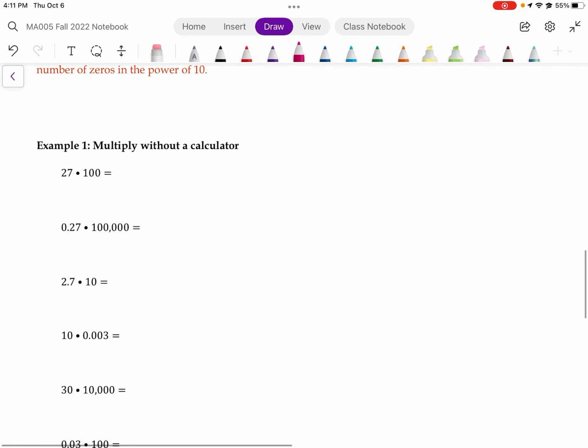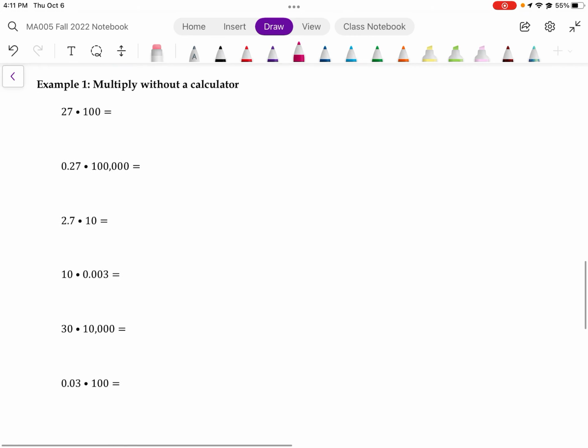No calculator. Try all of these and see what you get. Okay, so we have 27. The decimal point was here. We're multiplying times 100, which is 2 decimal places. So we go 1, 2, and the decimal place is now here. We have to put zeros in to hold those places, and we get 2,700.